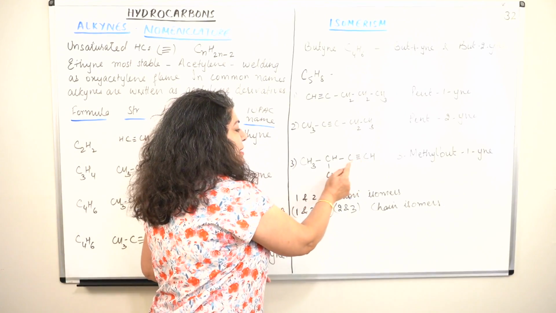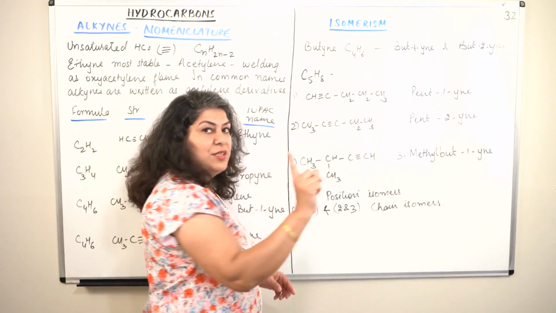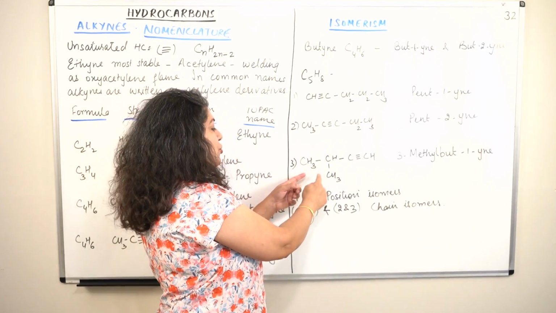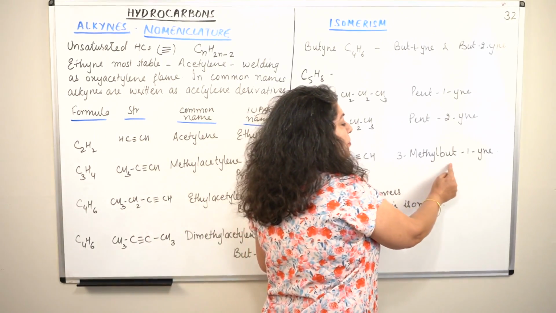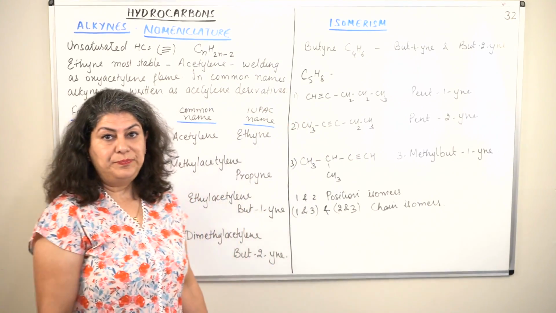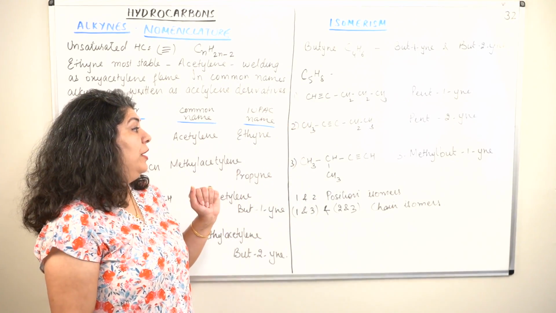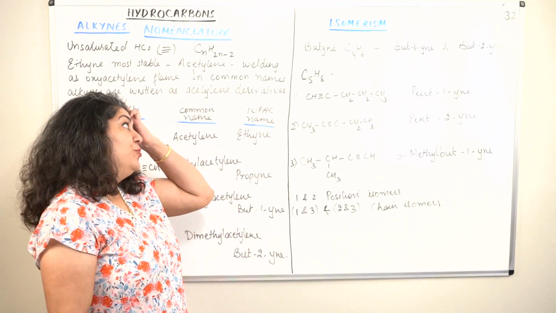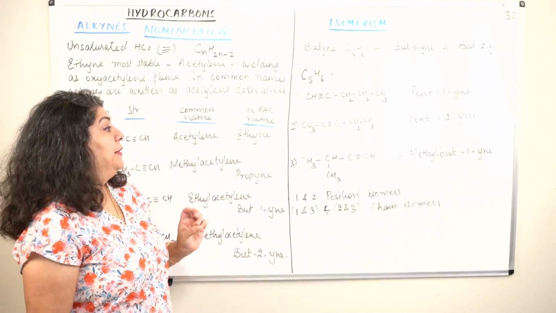So your counting will start from this side. The yne gets the first carbon and the methyl group comes on the third carbon. So you call it 3-methylbut-1-yne. Right? That is your compound. Now these are the 3 isomers that you will get for pentyne.